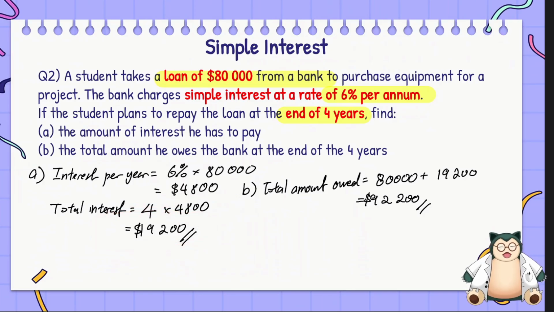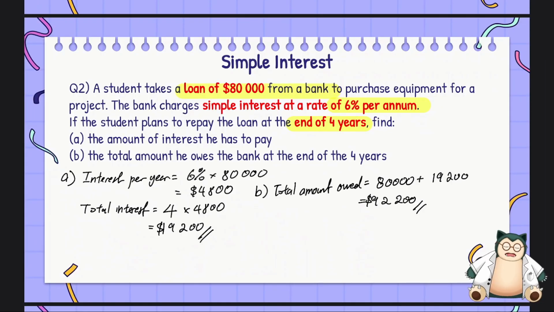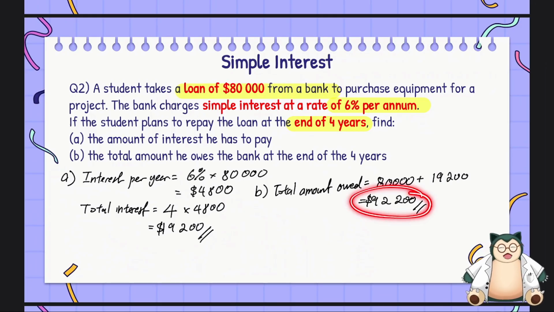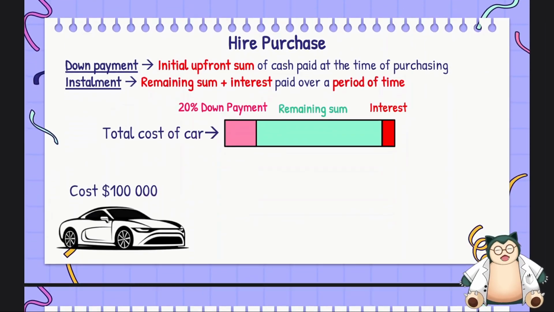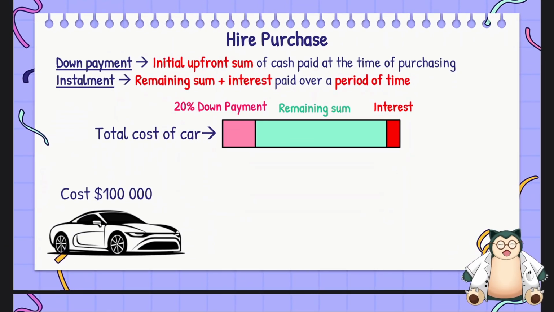Okay, so this simple question has just showed you that when you're taking a loan, be careful of the interest rate. Alright, it may end up adding almost a quarter more to your total loan. Okay, now the next idea we're going to explore is hire purchase.